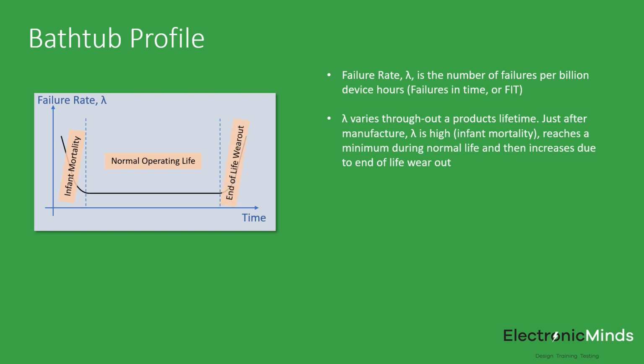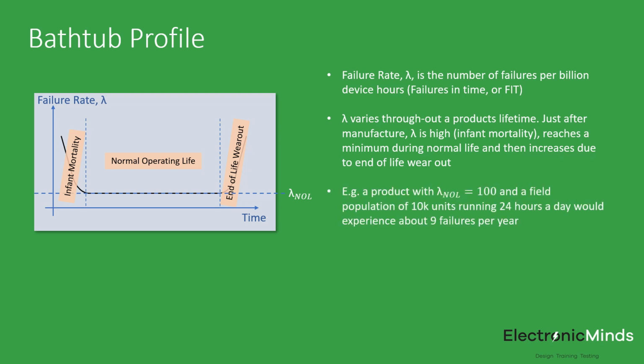And at the end of life, lambda begins to increase due to wear-out effects of some components, and we will discuss some of the most common shortly. This increase in lambda indicates the normal useful life of the product. As an example, consider a product with a normal operating life lambda of 100. If we had 10,000 of these products operating in the field 24 hours a day, then over the course of a year of normal operating life, we would expect about 9 to fail.